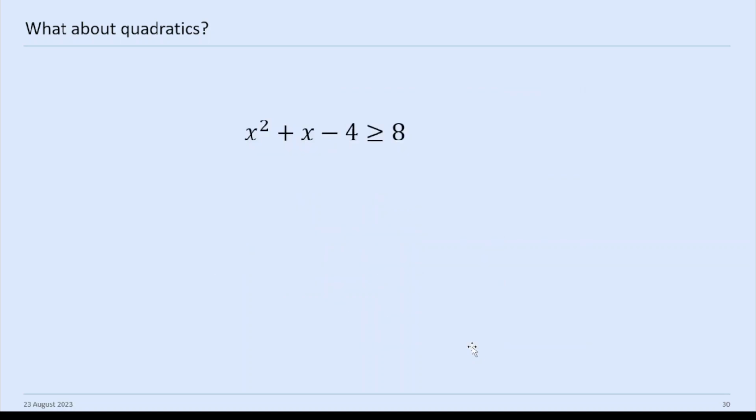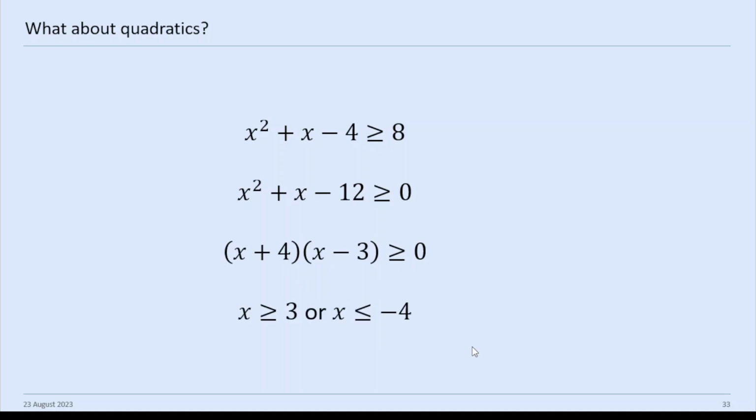Here's another one. x squared plus x minus 4 is greater than or equal to 8. So again, take 8 from both sides. x squared plus x minus 12 greater than or equal to 0. Factorize: x plus 4, x minus 3. So it's x greater than or equal to 3 or less than or equal to minus 4.